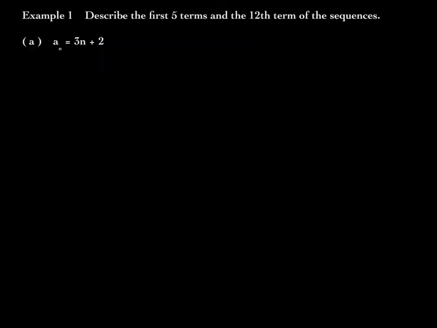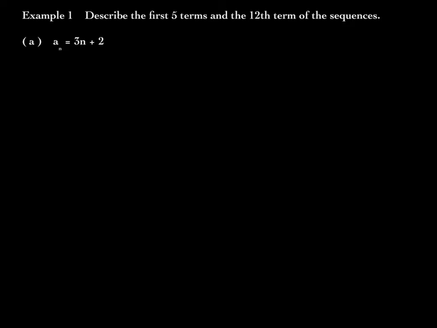All right, describe the first 5 terms and the 12th term of the following sequences. Here's the first sequence. The whole sequence is described by using a general term. a sub n is equal to 3 times your n value and then plus 2. So what we can do is start plugging in values for n to find our first term, second term, third term, fourth term, and fifth term.